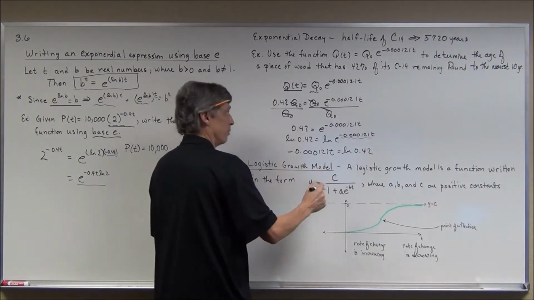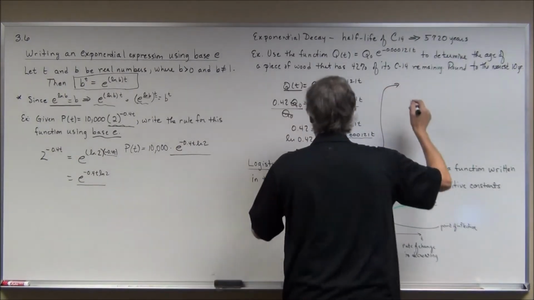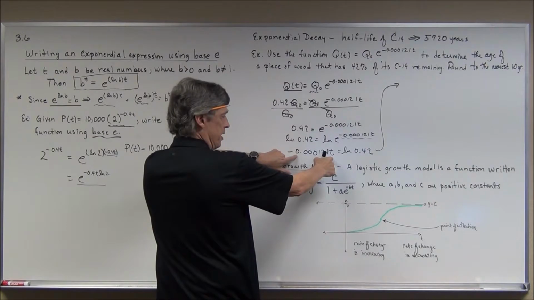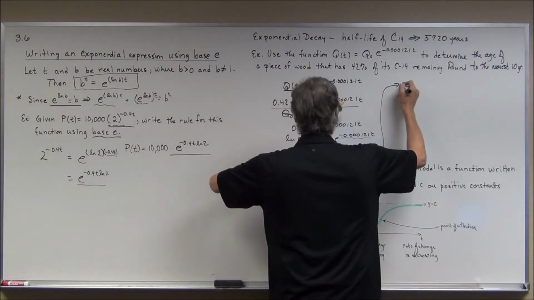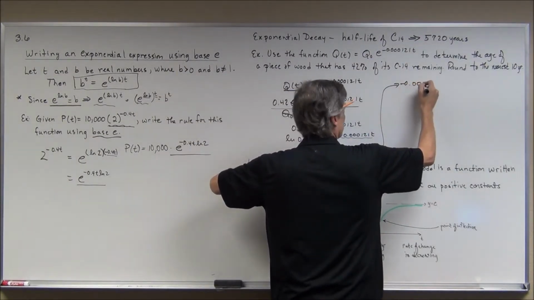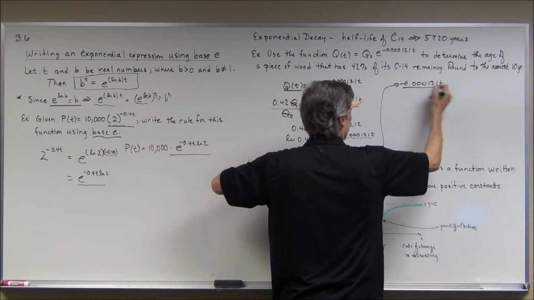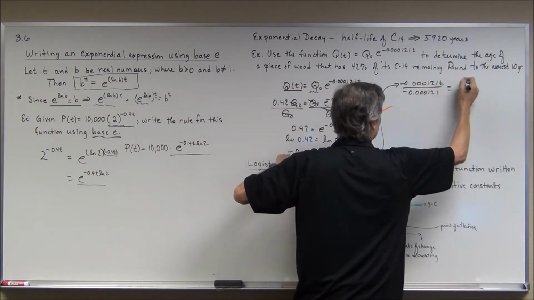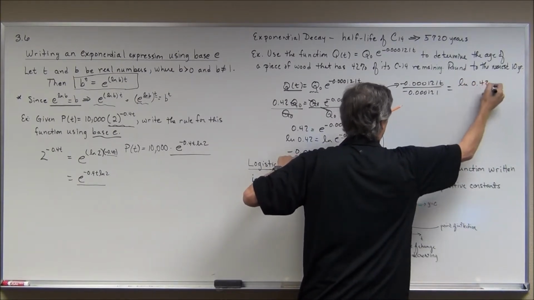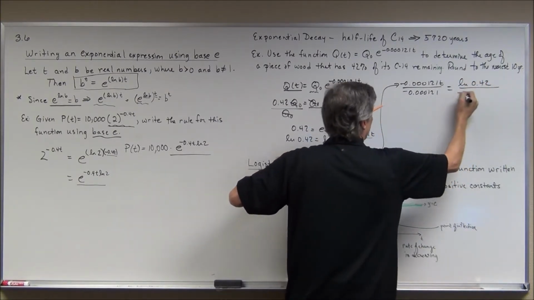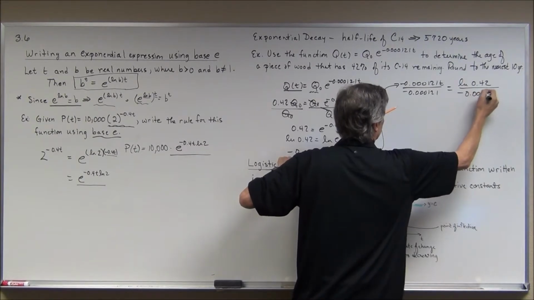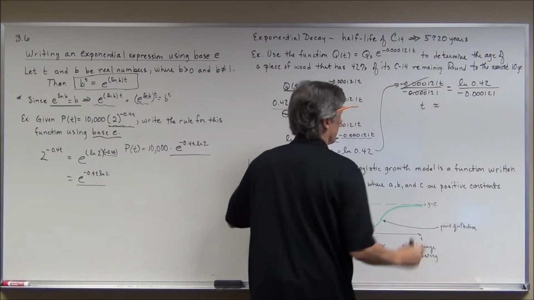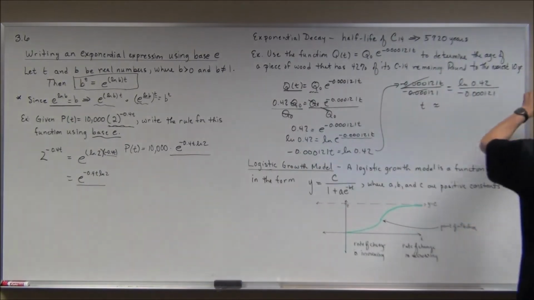Now I have to divide both sides. I ran out of room, so bring it up here. I have to divide both sides by the number that's multiplied times t. So negative 0.000121 t divided by negative 0.000121 is equal to the natural log of 0.42. And I'm going to have to get a calculator, that's for sure. Negative 0.000121. And I get t is approximately, now we're going to do this to the nearest 10 years.